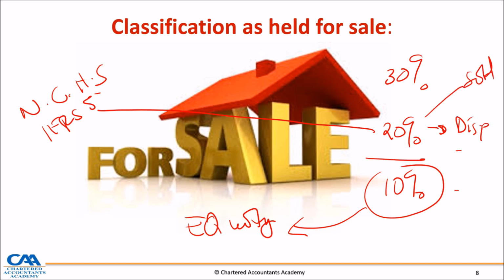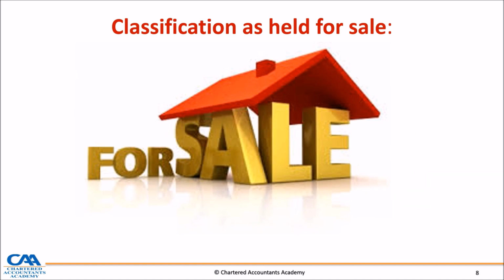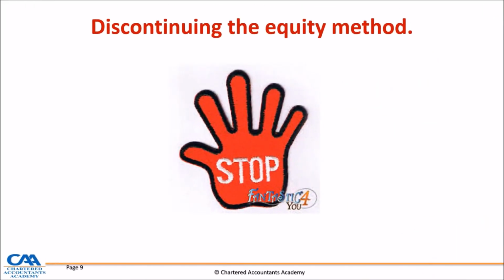The moment you sell this, you lose your significant influence because you're now left with 10%. So at the point of sale, this ceases to be an equity IAS 28, then this goes to IFRS 9 and becomes just an investment in a financial asset. Okay, so that one, please, you need to understand that one very well.